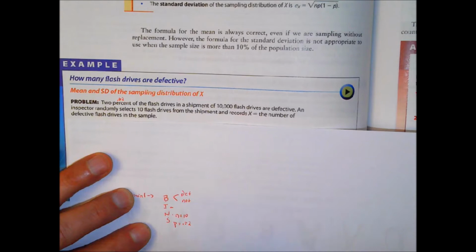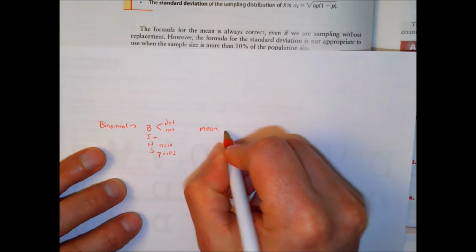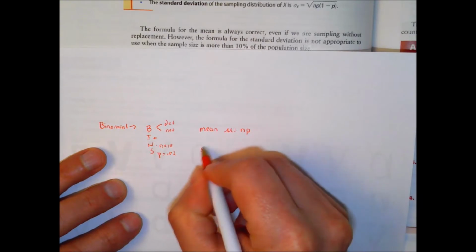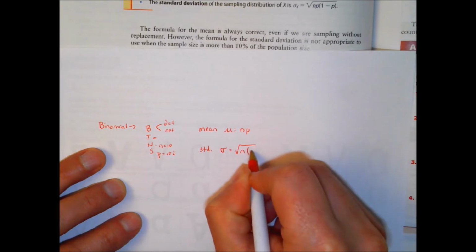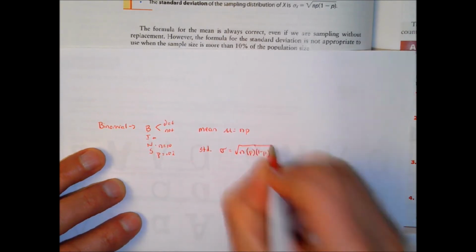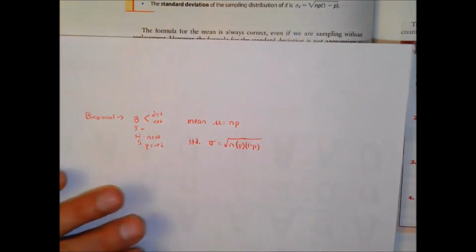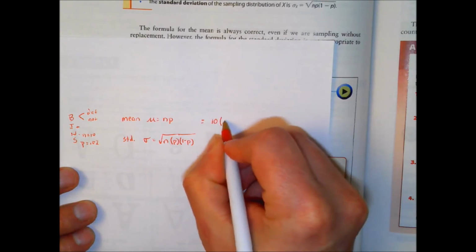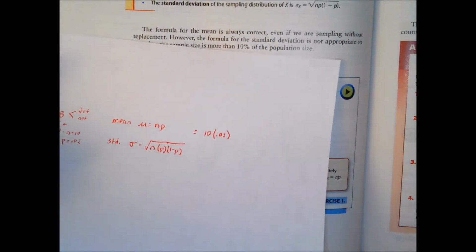Now, in binomial from last chapter, the way that we found the mean, remember the formula? The mean is n times p. And our formula for standard deviation was the square root of n times p times 1 minus p. So that's how we're going to find our mean and our standard deviation. In this particular problem, our mean would be: we're taking a sample of 10 flash drives, and 2% of them are bad, right? So that comes up to be 0.2.